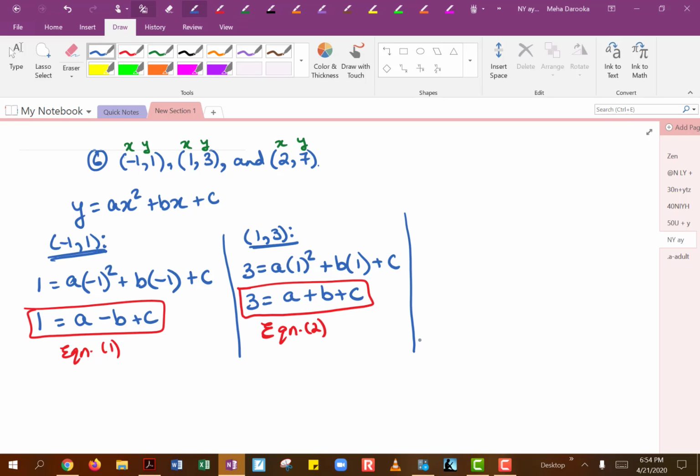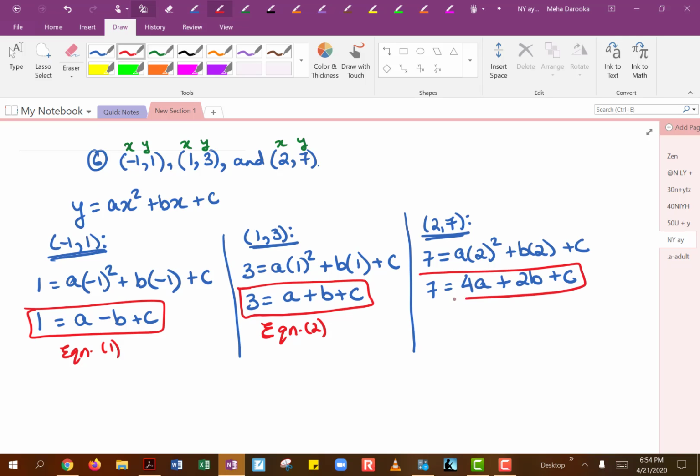And then using the third ordered pair, which is 2 and 7, we will be able to come up with our third equation. So now the y value is 7. a times 2 squared plus b times 2 plus c will end up giving us, of course, 2 squared will be 4, so this becomes 4a plus 2 times b will be 2b plus c, and of course this gives us our equation 3.